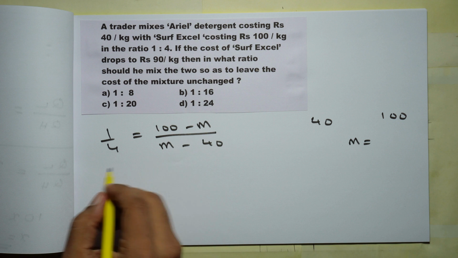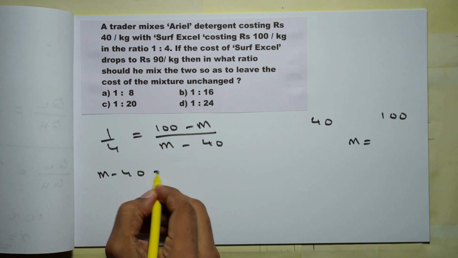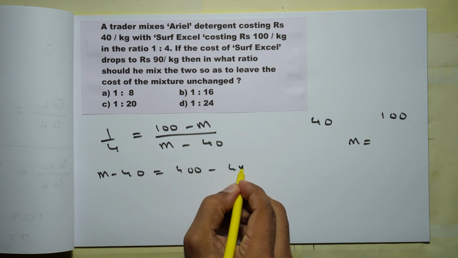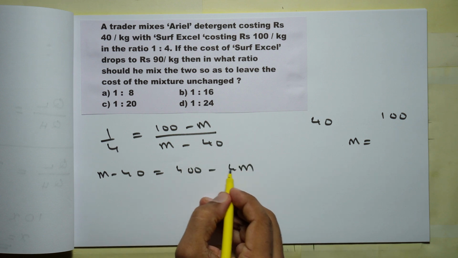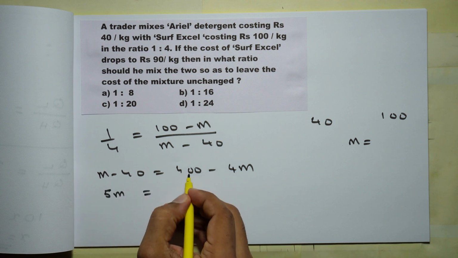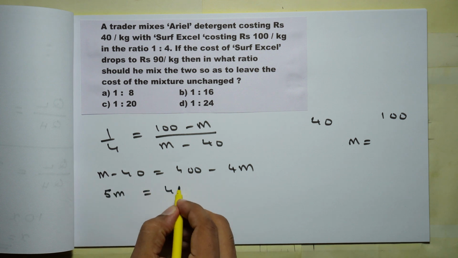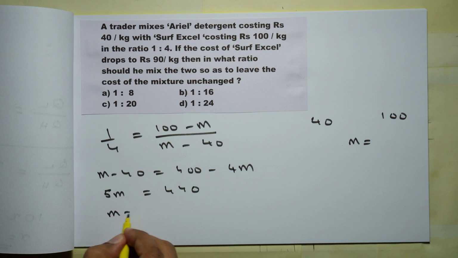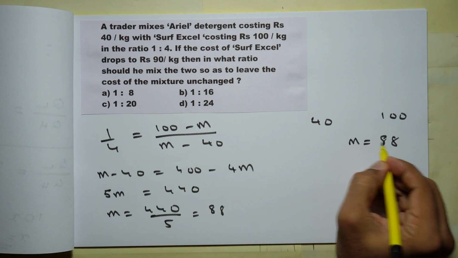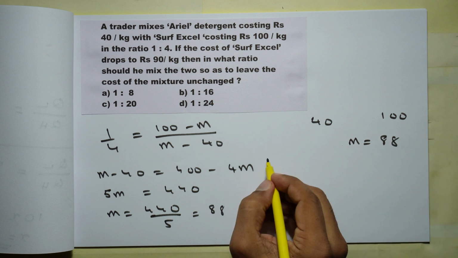Now I'll just cross multiply. So m minus 40 is equal to 4 into this. So there will be 400 minus 4m. I'll just bring 4m to this side. So that will be 5m is equal to 400 plus 40, 440. So m, you will get it as 440 by 5. You will get it as 88. So this is the first value that you have got.